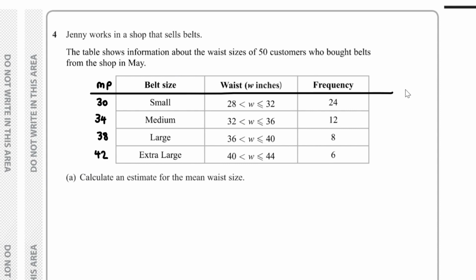We now need to work out the midpoint multiplied by the frequency. So let's just write this out neatly. We've got the midpoint multiplied by the frequency. So 30 times 24, that's 720. 34 times 12, that's 408. 38 times 8, that's 304. 42 times 6, that's 252.